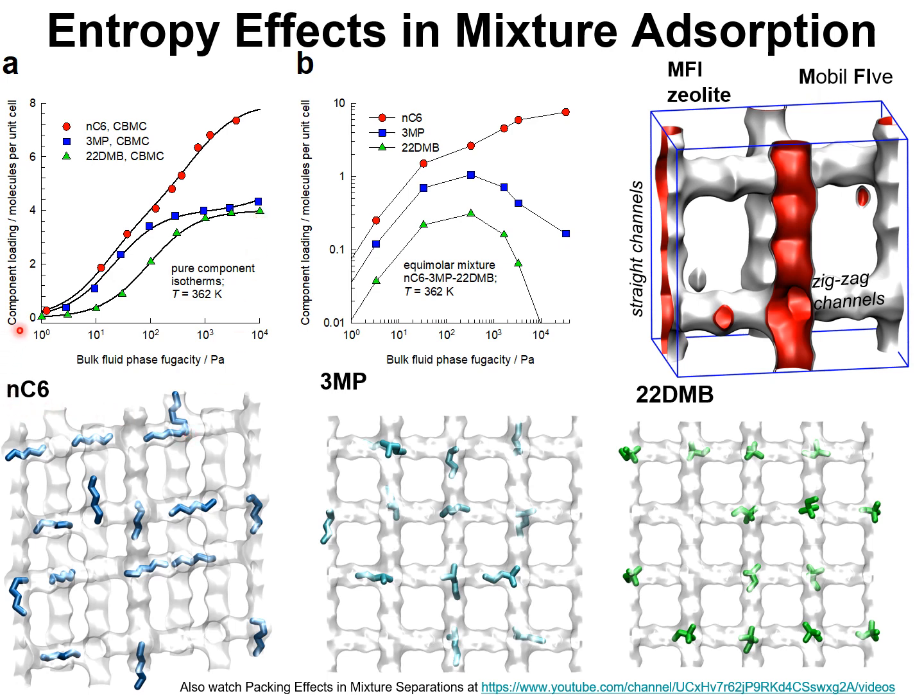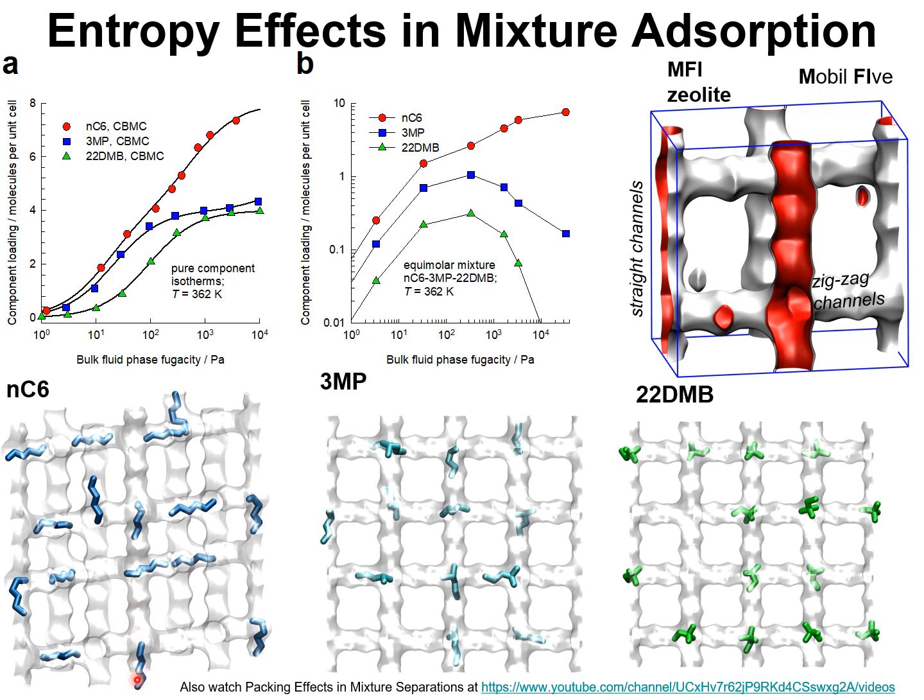We see that the normal hexane has a saturation capacity of about 8 molecules per unit cell, whereas for the mono and di-branched isomers, the saturation capacity is approximately 4 molecules per unit cell. To understand these differences, let us look at snapshots showing the location of NC6, 3MP, and 2,2-DMB within the straight and zigzag channels of MFI zeolite.